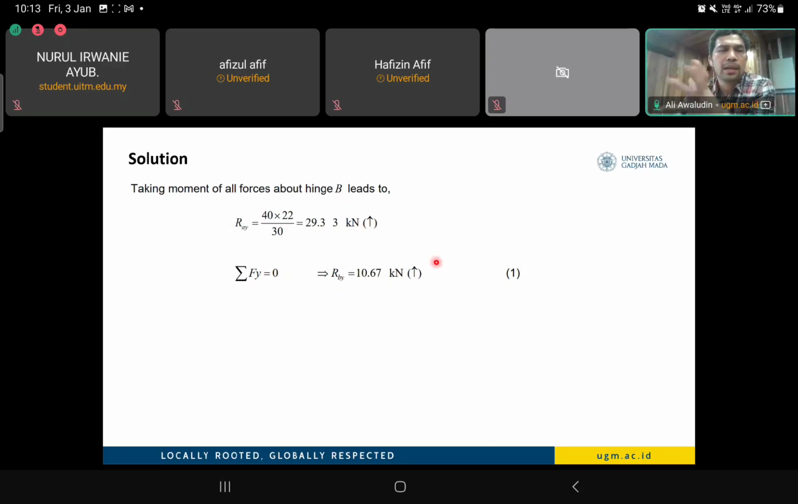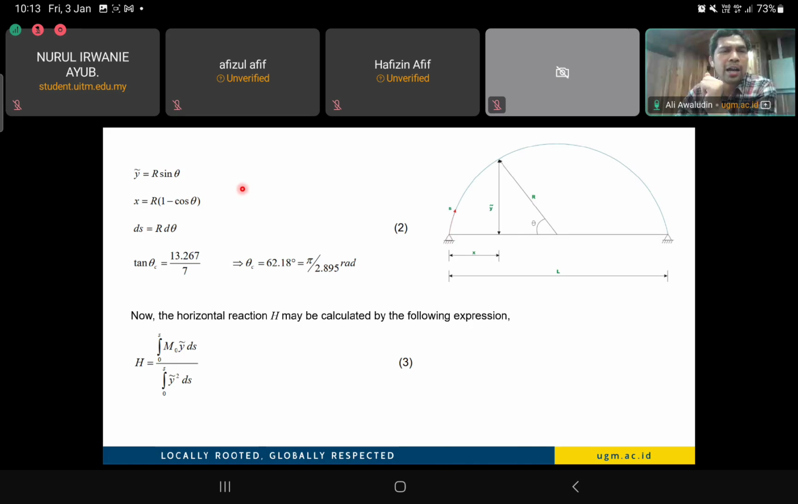Okay, from the equilibrium we have the vertical reaction at A of about 929.3 kilonewton going upward, and we also have the vertical reaction at B of 10.67 kilonewton. Okay, we are now formulating Y here. We have tan theta here, so theta is equal to around 62.18 degrees. So now we are calculating H using this equation.